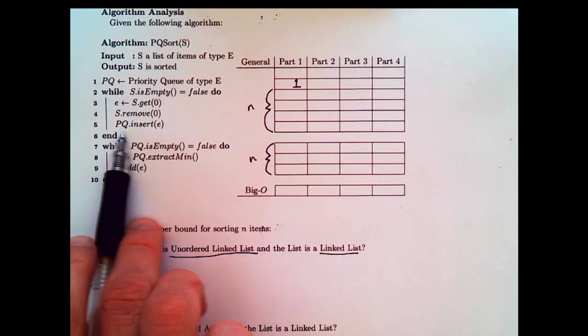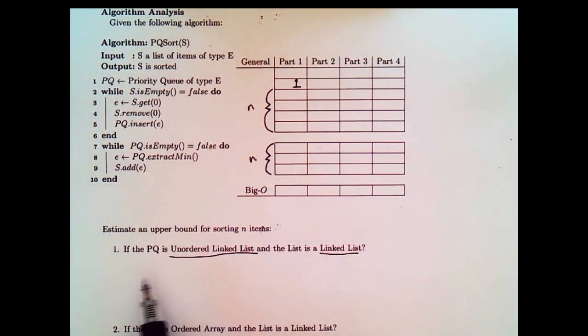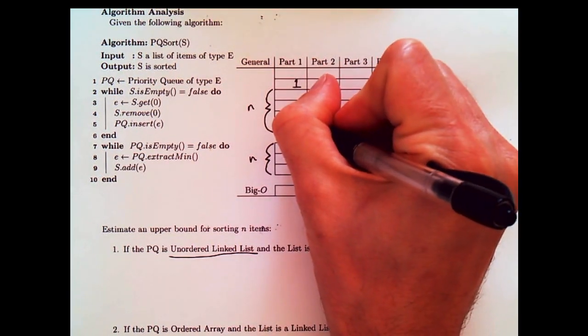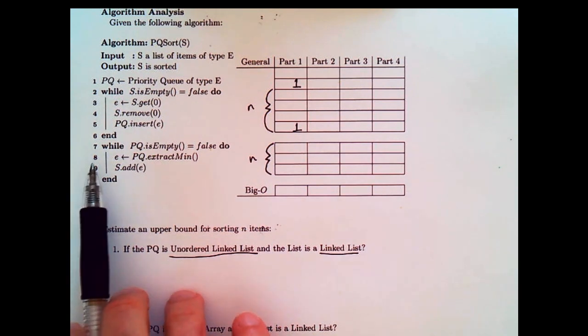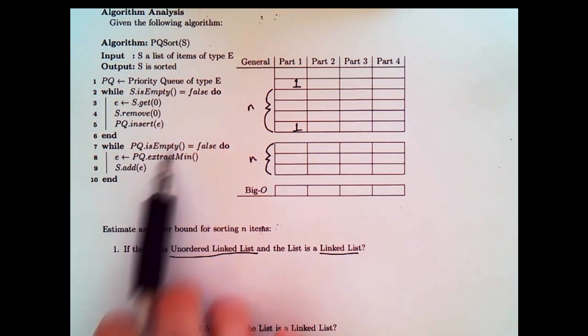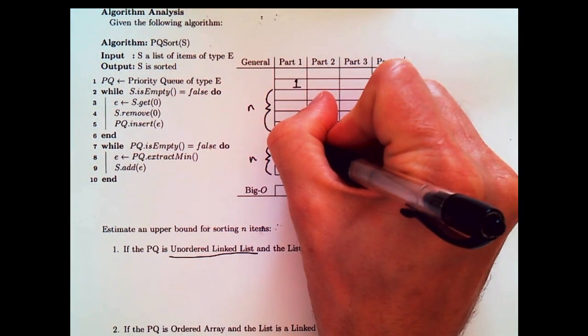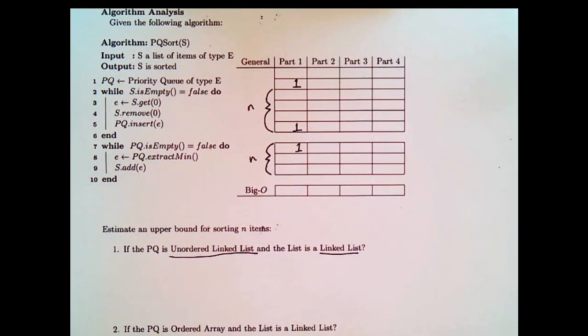So we're doing an insert into the priority queue. If you remember the unordered linked list, it's not ordered. We're just strictly tacking things on to our list. So I'm going to put a 1 there. It's a constant time operation. Our next loop, we're continually checking to see if it's empty. We can make an argument that there's a way to do that in constant time.